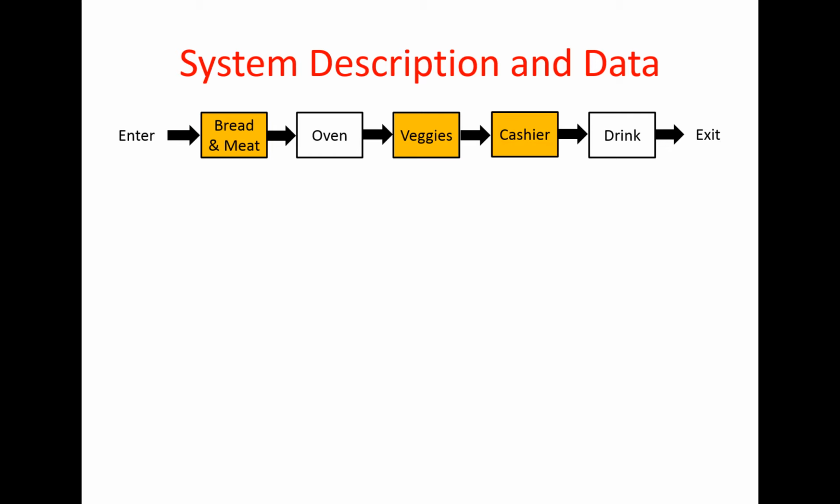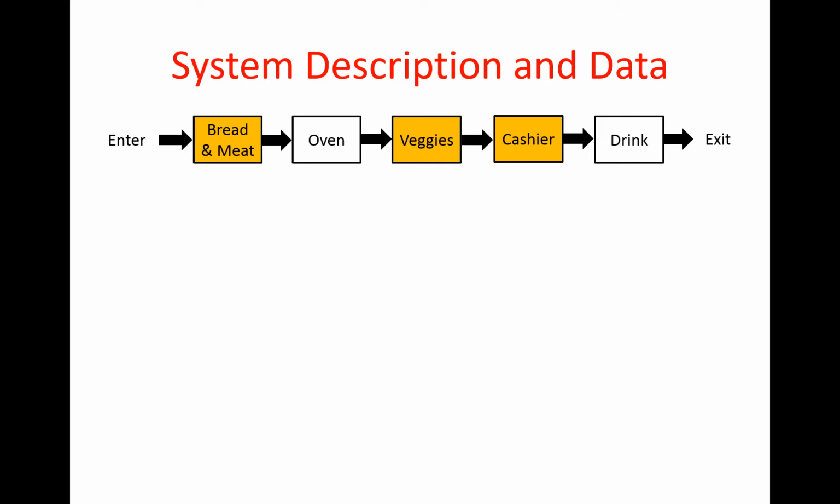So the system that we're considering in this video is similar to a serial production line. Customers enter the restaurant and then they go to the first stage where they choose the type of bread and meat and cheese that they want on their sandwich. And then the customers go to the next stage, which is the oven. If they want their sandwich toasted, the worker puts the sandwich in the oven and the oven heats the sandwich and toasts it.